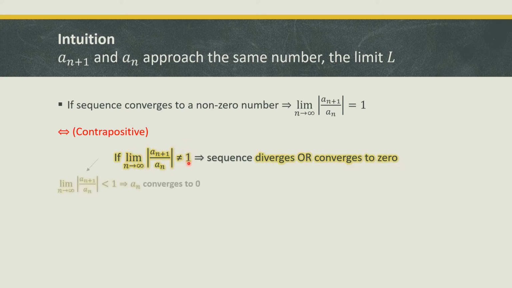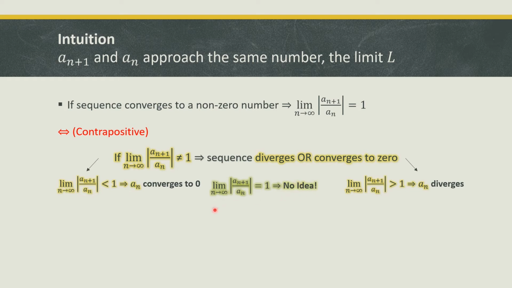So what we'll do is we will break this into two cases. Not equal to 1 means either the value is less than 1, in which case it converges to 0, or the value is greater than 1, which means it diverges. We will prove that if it's less than 1, then it converges to 0, and if it's greater than 1, it actually diverges. We will prove these two at the end of this presentation. But before that, let's look at some examples.